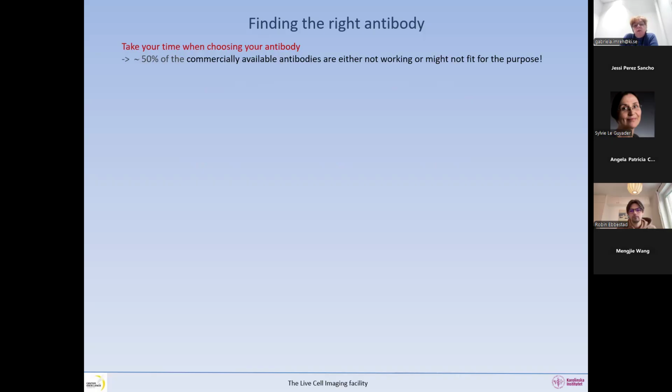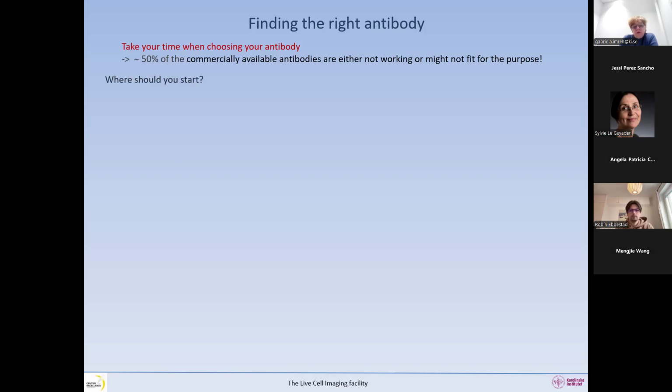Now, where do we find our antibodies? Well, most of the time we are asking around, looking at publications or at the vendor side, but this takes a lot of time, and you need to take your time to find and choose the right antibody. And keep in mind that 50% of the commercially available antibodies are either not working or might not fit the purpose of your experiment.